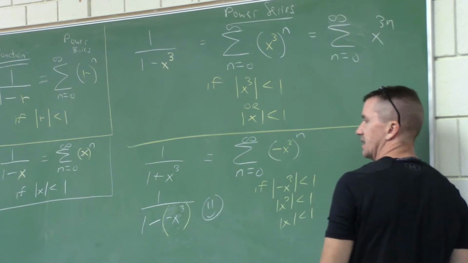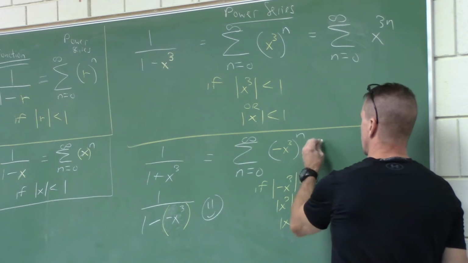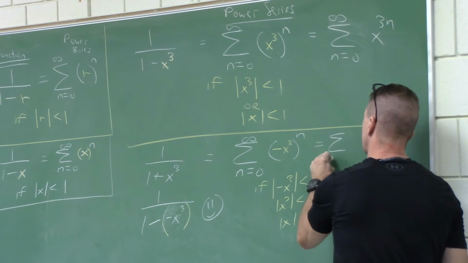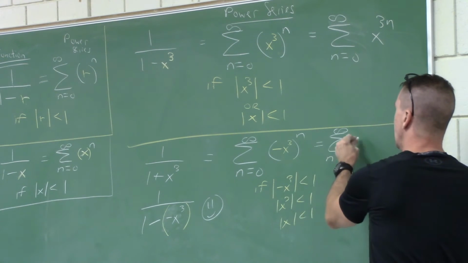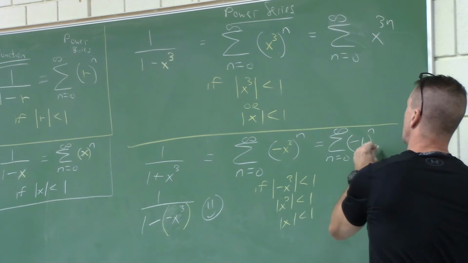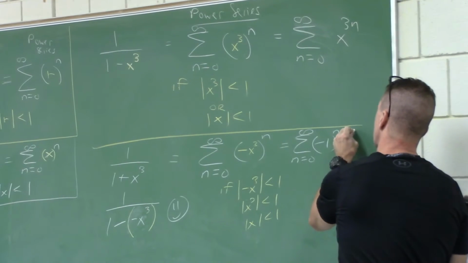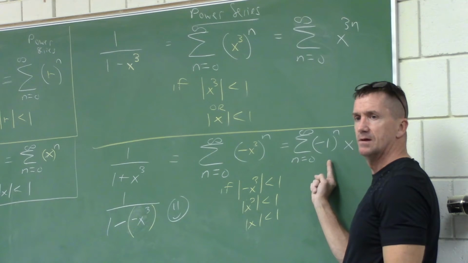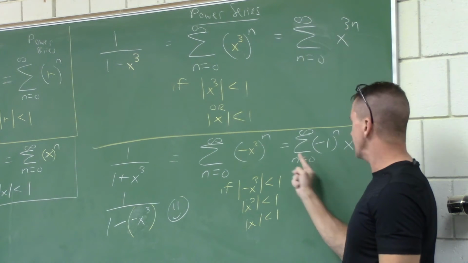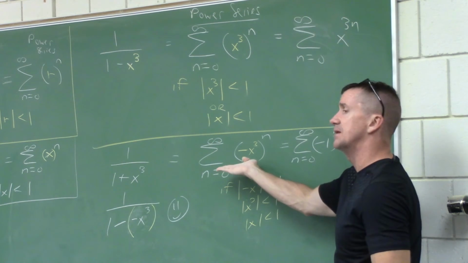Now I need you, it's not a really big deal here, but it is in our last problem. How can you rewrite that? Negative x to the 3n. Okay? Everyone, negative 1 to the n, multiply x to the 3n. See if you have any questions on what I just did. Do I have to do that here? Not in this problem. You found the power series.